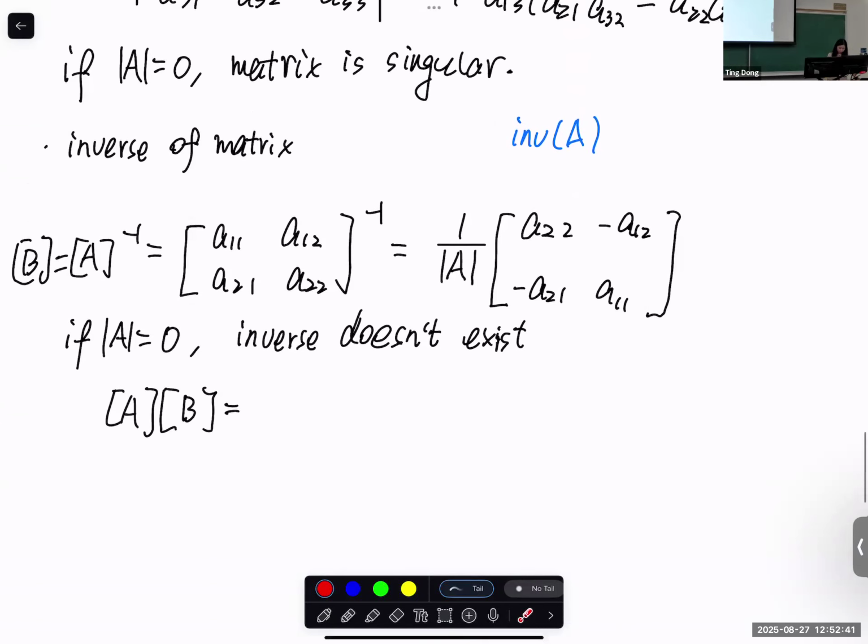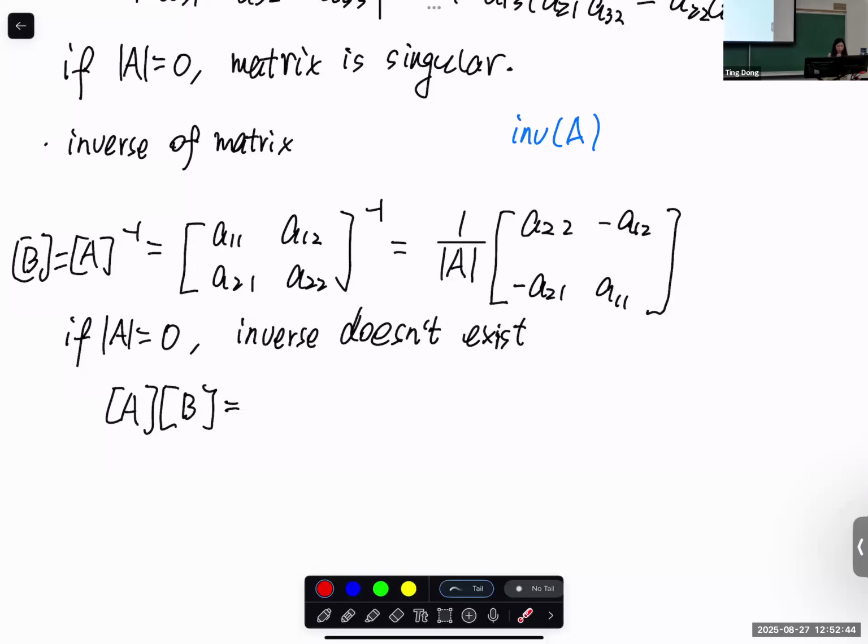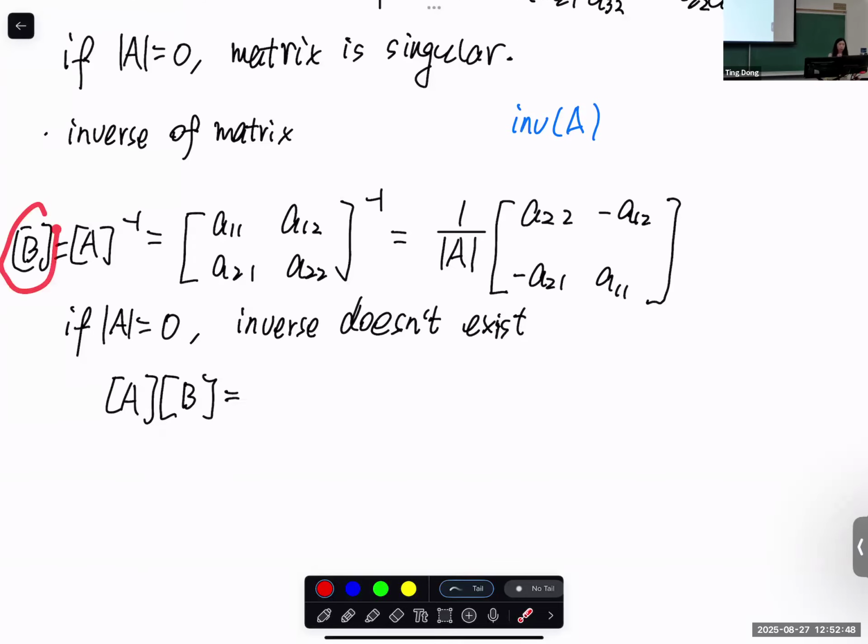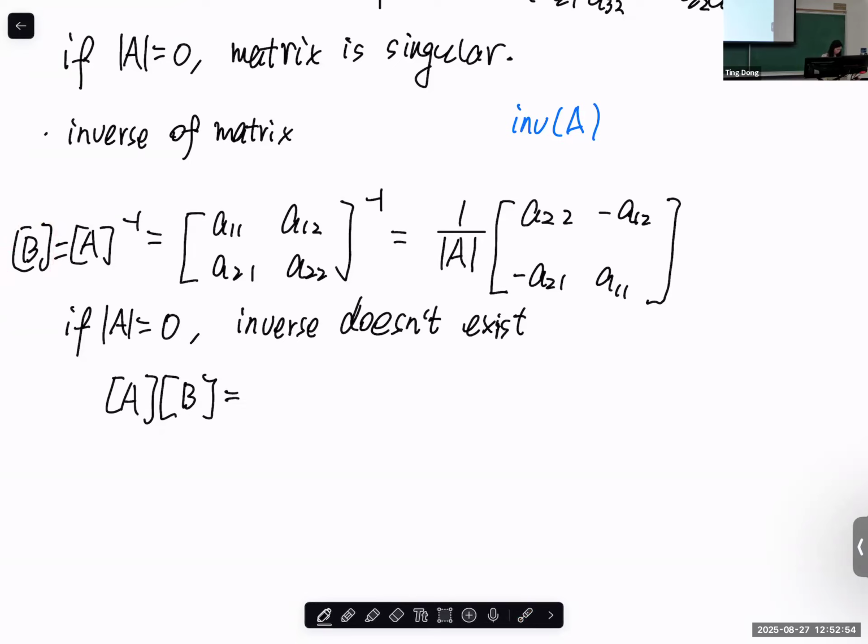For the inverse matrix, if the determinant is 0, the inverse does not exist. And if we define this B matrix as the inverse of A, then this A matrix times the B matrix becomes the identity matrix. Or we can write it as B times A matrix, also equal to the identity matrix. And of course, this functions as 1 in the scalar operation.